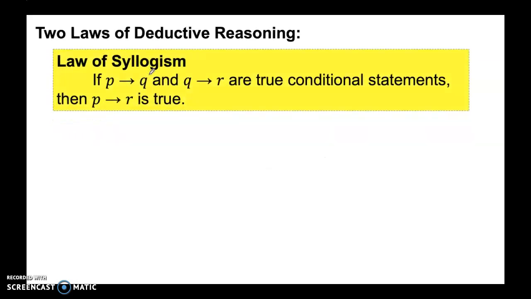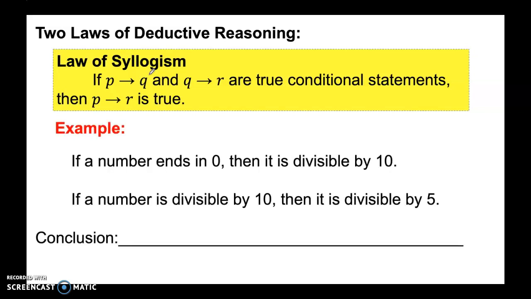Next law is the law of syllogism. If P then Q and Q then R are true conditional statements, then P then R is true. For example, if a number ends in 0, then it is divisible by 10. If a number is divisible by 10, then it is divisible by 5. So let's identify first what will be P, Q, and R.